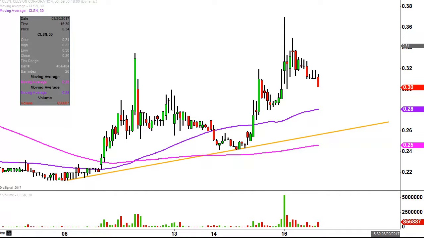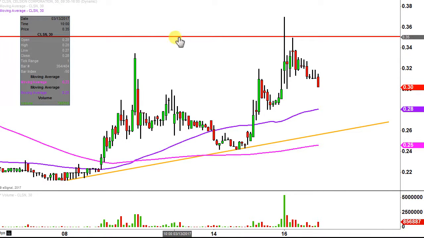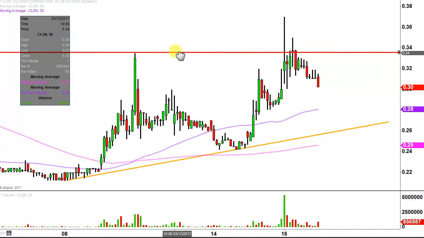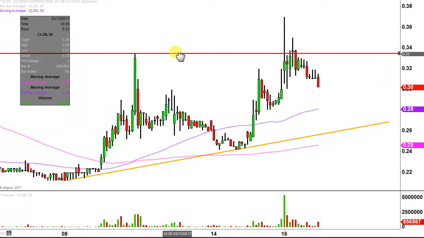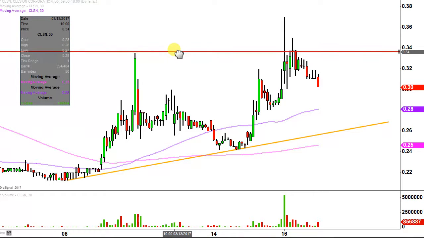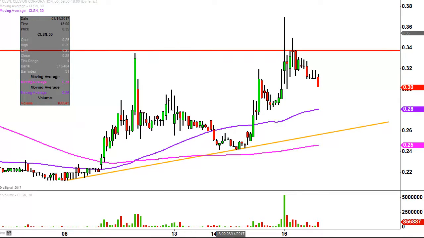What about levels of resistance? Key area of resistance going forward continues to be right here around the 34-ish, give or take a little bit. Let's just call it 34 to make the number easy. You can see that's what knocked down the price there. And then over here, sure, the price got above it a few times, but could never maintain above it. So going forward, 34 cents, still that overall area of resistance.